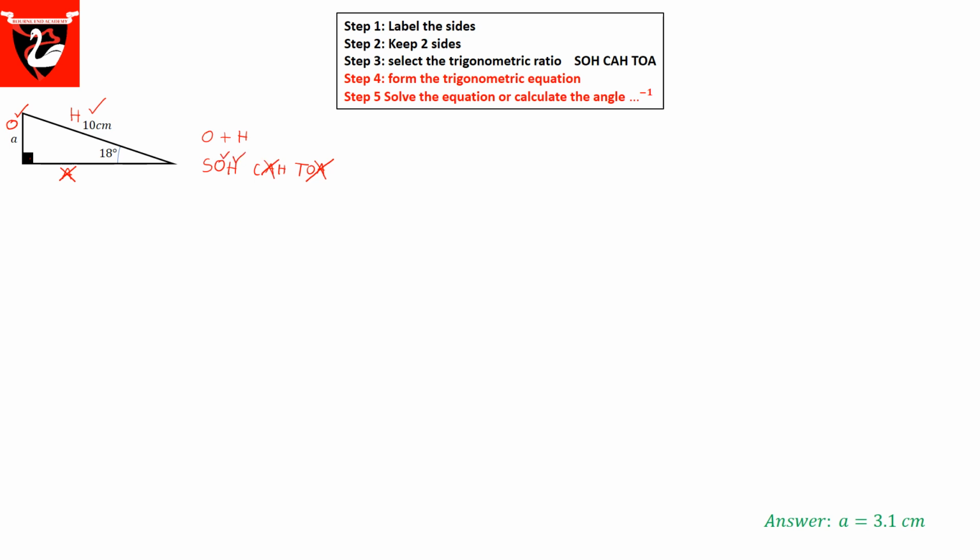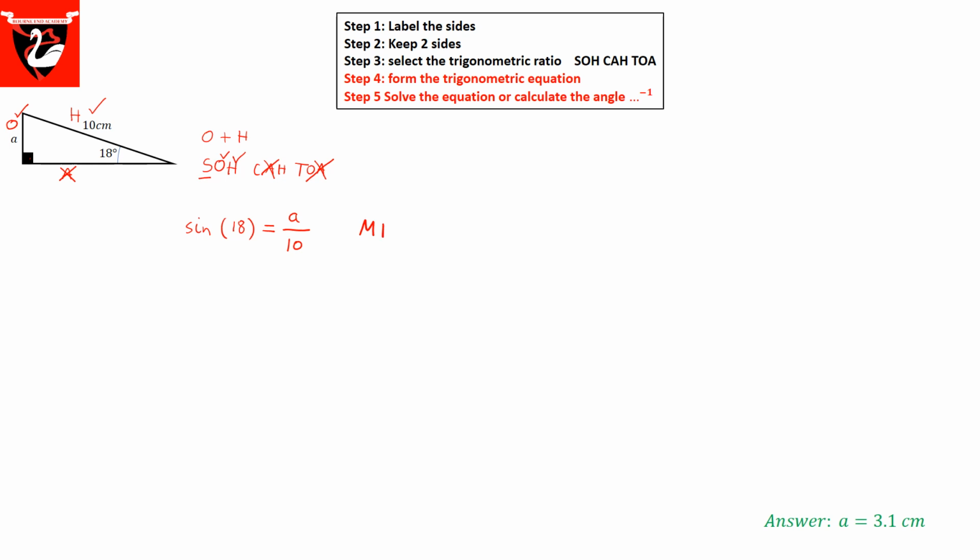So now I'm going to write the equation, which is where I get my first mark. S stands for sine, so sine 18 degrees, because the angle is 18, equals O over H, which is 10. So O is the lowercase letter a, and H is 10 centimeters. This is where I'm going to get my first method mark.